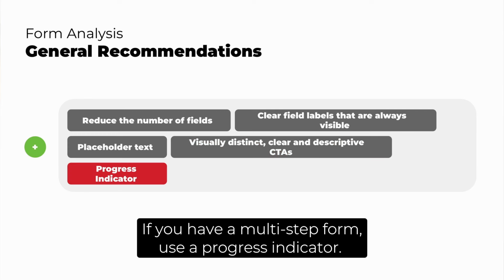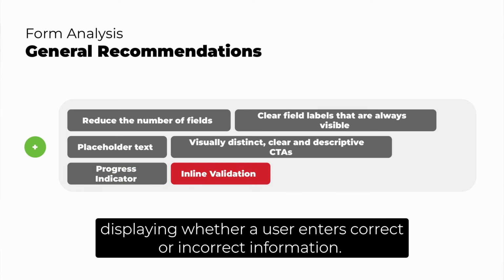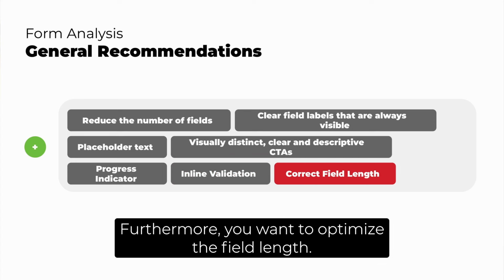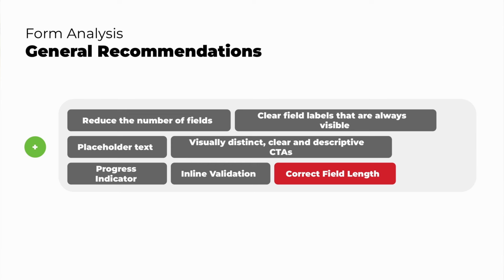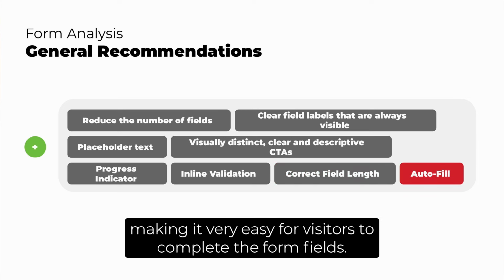If you have a multi-step form, use a progress indicator. You can provide inline validation, displaying whether a user enters correct or incorrect information. And this is better than showing what needs to be corrected after users click the submit button. Furthermore, you want to optimize the field length. A zip code field should be short and a street name field should be longer. And have autofill enabled, making it very easy for visitors to complete the form fields.